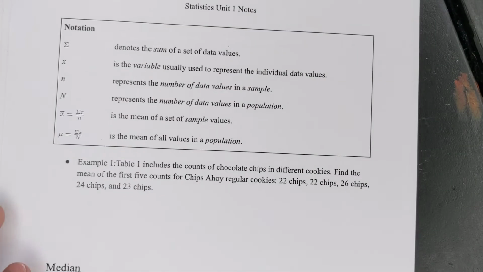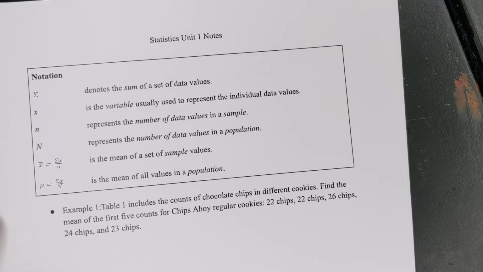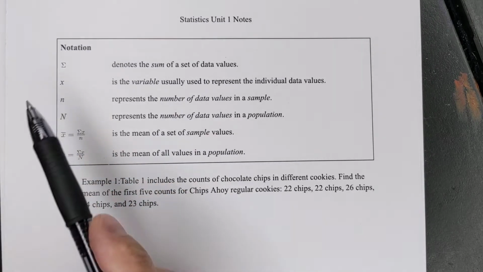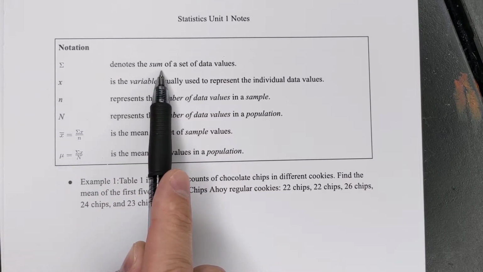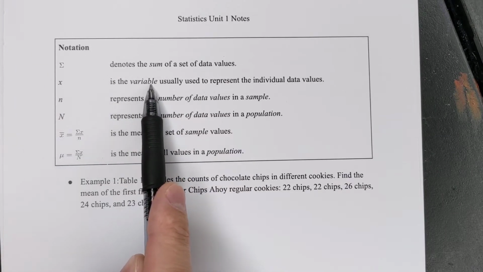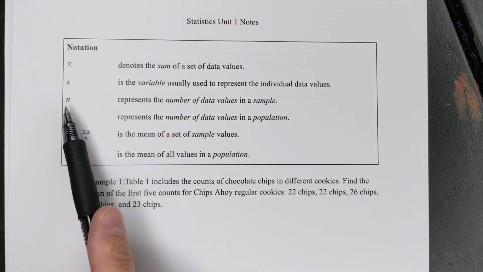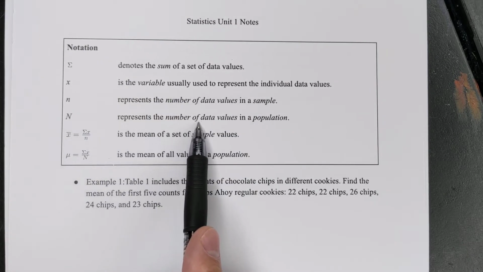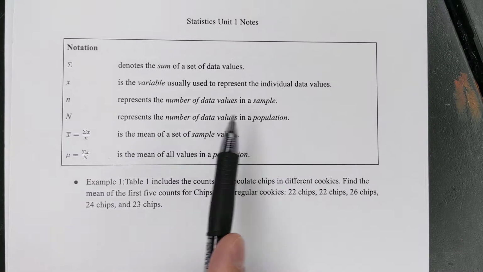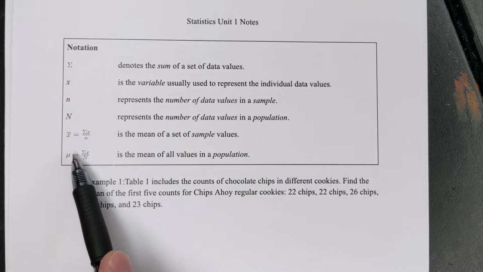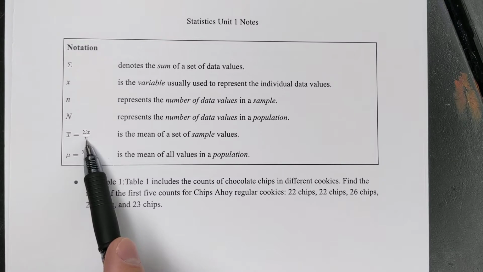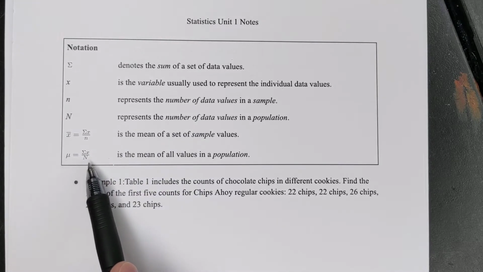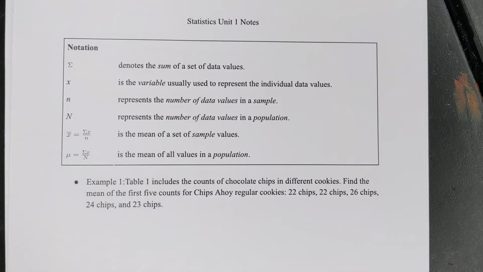Okay, so here we've got some notation. I talked about a couple of these before. Sigma denotes the sum of a set of values. X is the variable, the measurement itself. Little n is the number of data values in a sample, and capital N is the number of data values in the entire population. Then here are the two formulas. The only difference is this one uses little n because it's talking about a sample. X bar is for a sample, and mu is for the whole population, so it uses capital N.